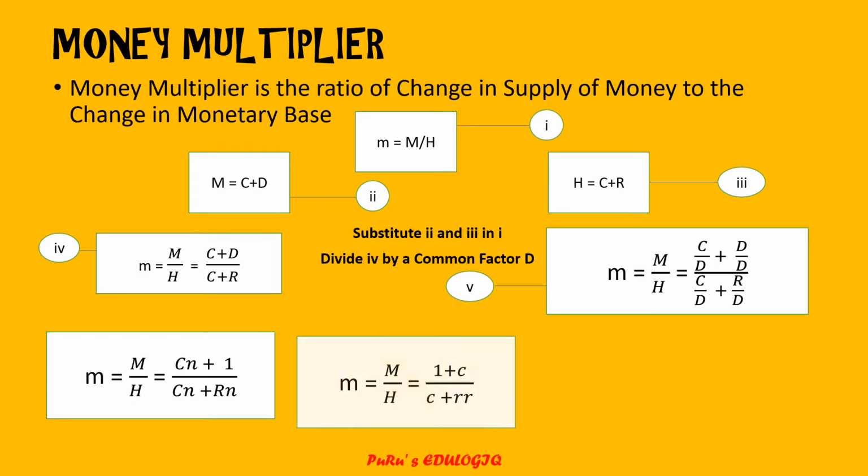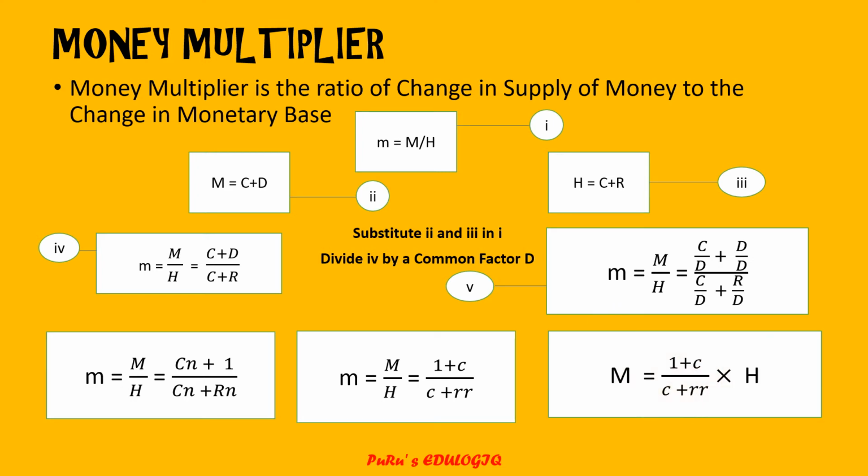In certain textbooks you would also find it in this format: 1 plus Cr divided by Cr plus Rr, which is nothing but the same thing. Now if anyone has to find out what is the money supply, then it could be M is equal to 1 plus Cr divided by Cr plus Rr into H, which is nothing but money supply equals money multiplier into high powered money. 1 plus Cr whole divided by Cr plus Rr is nothing but the money multiplier. Now let's look into further.